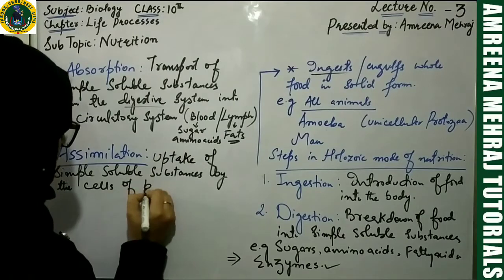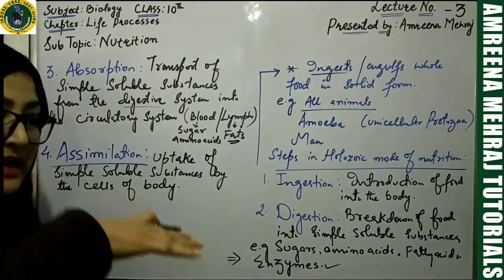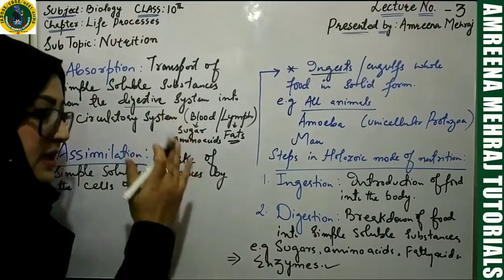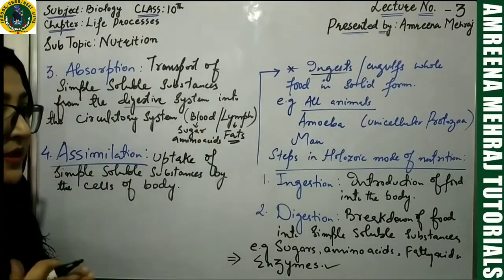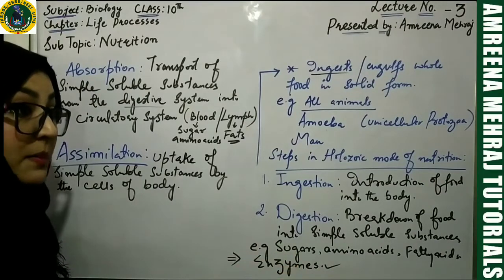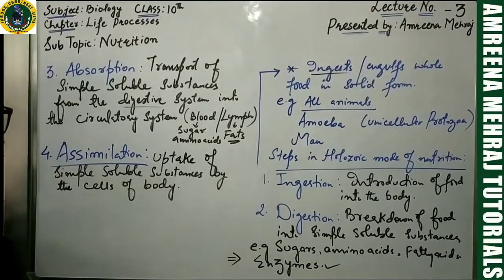Now you have a river, that's your blood, which has the substances in it, the nutrients, the sugars and amino acids. These substances are to be taken up by the cells of the body. This step, whereby substances are taken up or absorbed by the cells of the body, is the step of assimilation.